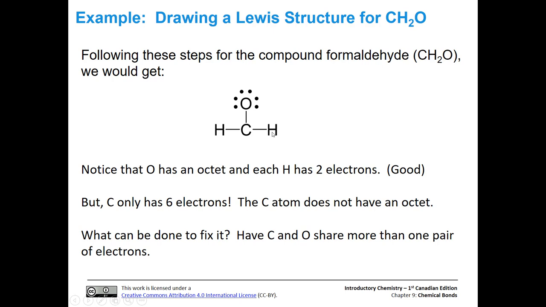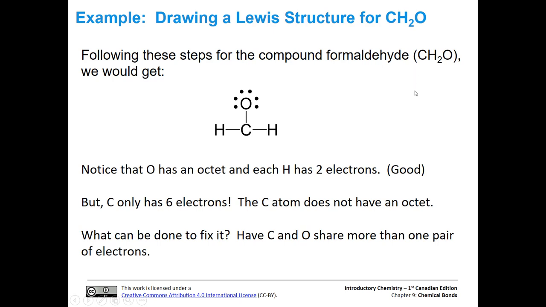Now, each hydrogen is happy. It has two electrons, super happy. Look at oxygen, 2, 4, 6, 8, it's happy. But we have a small problem. We look at carbon, 2, 4, 6. Uh-oh, and we don't have any electrons left. So we can't just add a pair of electrons here because we'd be adding electrons to a compound and turning it into an anion, and we can't do that.